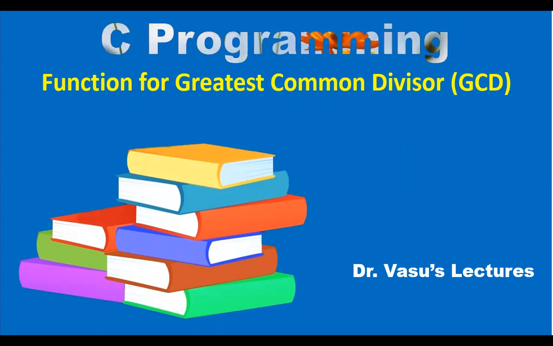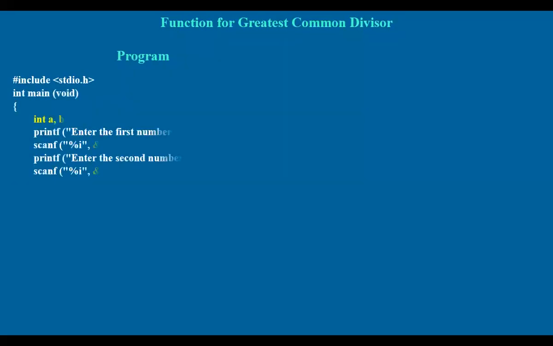Now let us see how to find the GCD, the greatest common divisor, and write a function for it. So here we are going to write a function to find the GCD. We have taken two variables, A and B, which are entered into the system by the user, and GCD is the function to find the greatest common divisor for these A and B values.